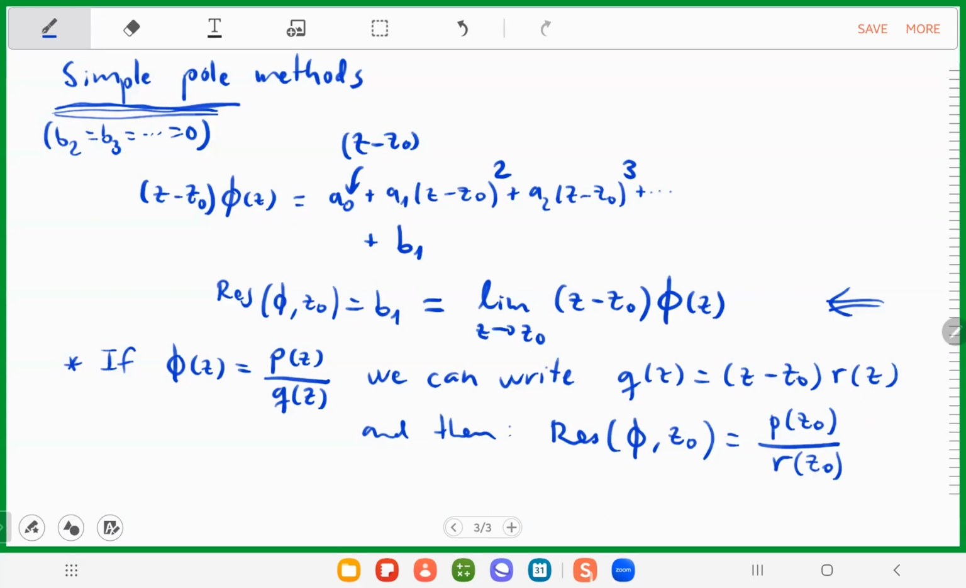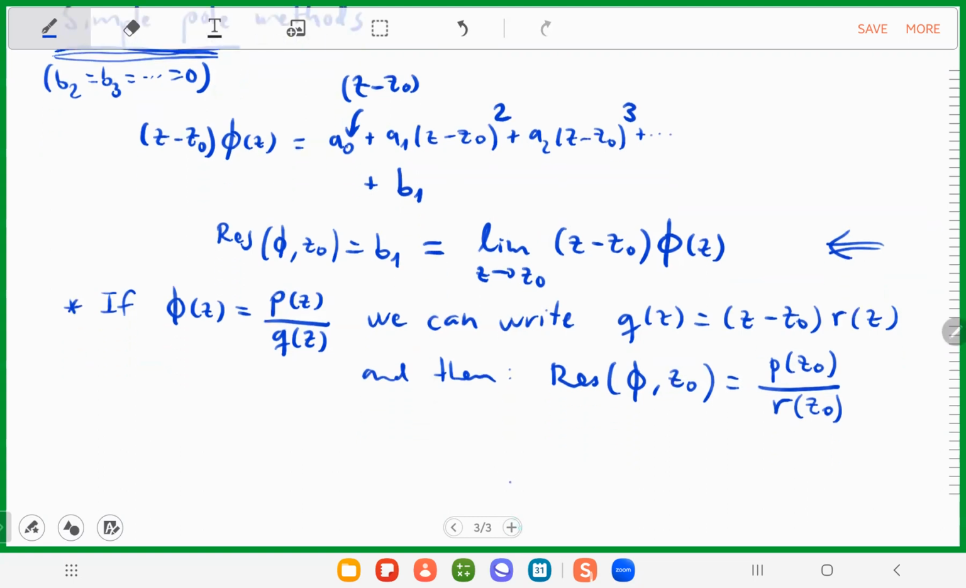Okay. In some cases, well, we can see an example of this. So, example: let's find the residues at each of the simple poles of this function. So imagine my function is z divided by (z plus 1) times (2z minus 1).